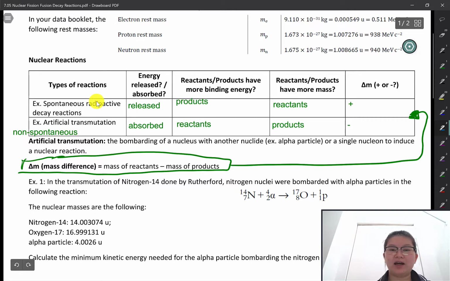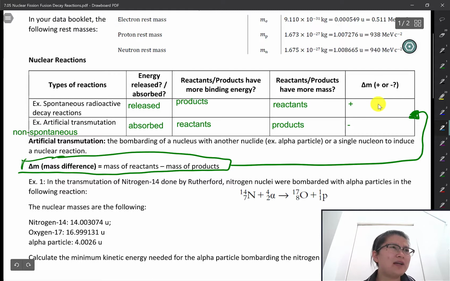And because of that, your products are going to have a little bit more binding energy compared to your reactants, because with more binding energy, it means your products are more stable. And where does that energy come from? It's going to come from the mass of your reactants. So a little bit of mass gets converted into energy, in which the mass defect, or the mass difference, here is going to be positive.